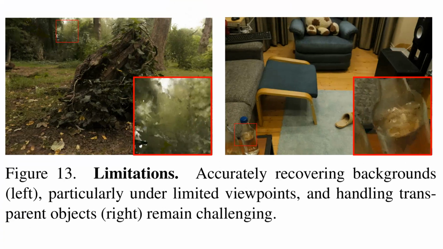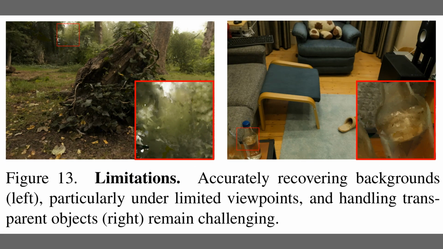So while Table 2 emphasized speed and compactness, Figure 13 turns to failure cases. The entire figure illustrates how the method struggles in cluttered backgrounds and on transparent objects. The left panel shows a forest scene where the distant foliage inside the red boxes becomes mushy and incomplete because the underlying point cloud there is too sparse. The right panel shows an indoor scene where the transparent bottle in the red insets becomes blocky and distorted, since opaque triangles cannot capture true transparency.